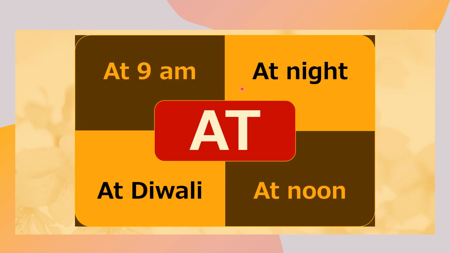The next preposition of time is at. It is used with a particular time, like at 9 a.m. My class will start at 9 a.m. It is used with night. At night, I always go for a walk. It is used with noon, a time of the day. He will reach my home at noon. And it is used with a particular day or festival like this: he will come to our place at Diwali.